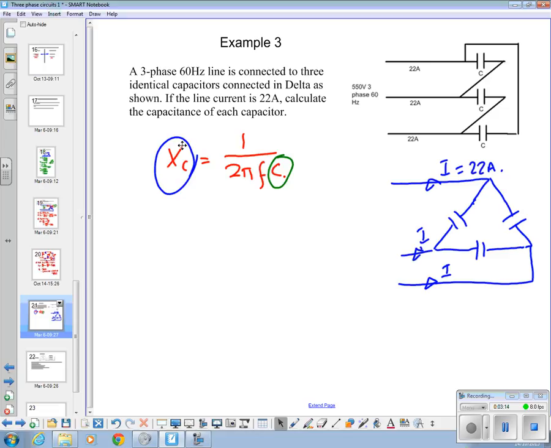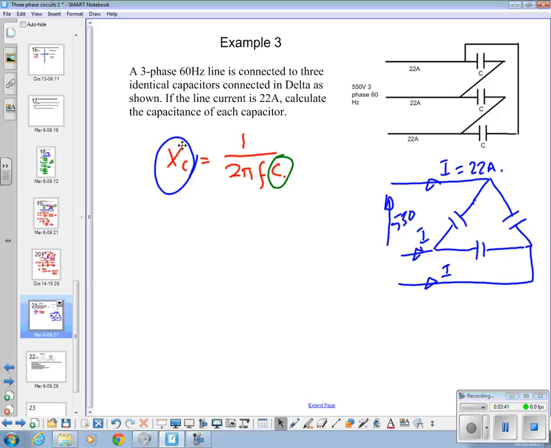550, I didn't put that on here, did I? 550. So that's the line voltage. And we know the phase voltage in delta is exactly the same as the line voltage. So we've got the phase voltage.